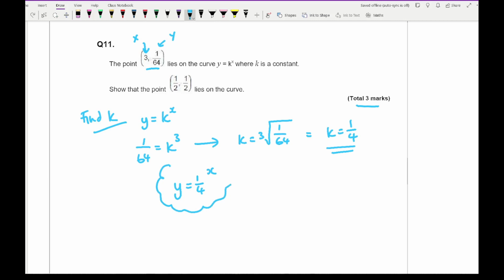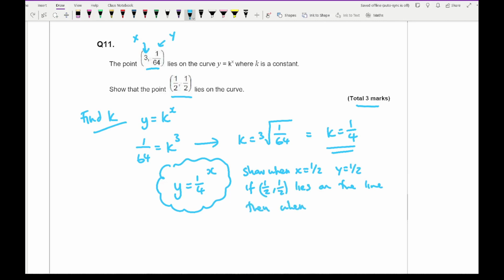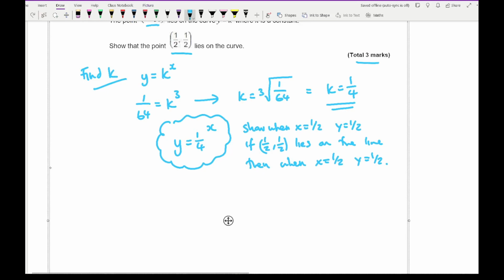So this is my formula, and then what I want to do is to substitute, so show when x equals 1/2, y equals 1/2. So again, you could write a statement that if (1/2, 1/2) lies on the line, then when x equals 1/2, y equals 1/2. So there's a fact that we're then stating. So let's substitute those into our equations. So when x equals 1/2, we end up with 1/4 to the power of 1/2.